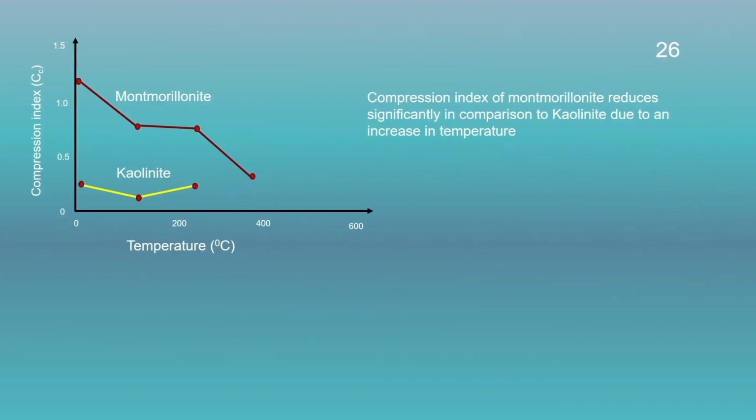in comparison to soil heated at a lower value of temperature. Now, if we compare the compression index for a soil heated up to 600 degrees centigrade, we could see initially there will be a marginal decrease in the compression index, and as we further increase the temperature, a significant reduction in the compression index takes place. But for kaolinite, there is a marginal increase in the compression index on further heating up to 300 degrees centigrade. So, therefore, the compression index of montmorillonite reduces significantly in comparison to the kaolinite due to the increase in the temperature.